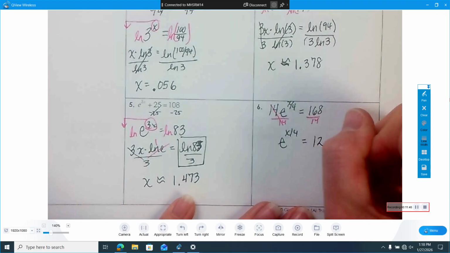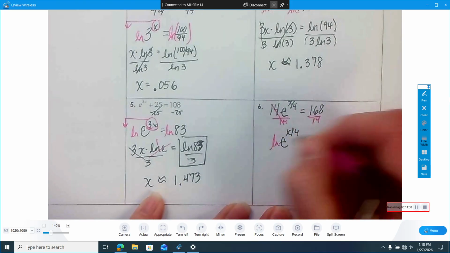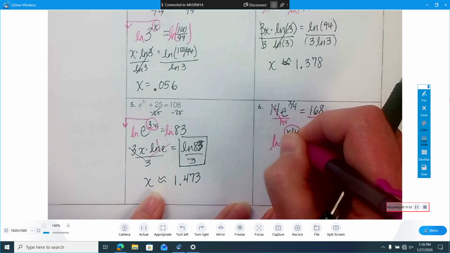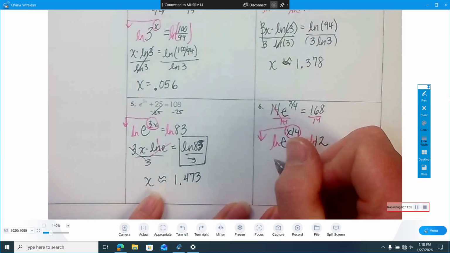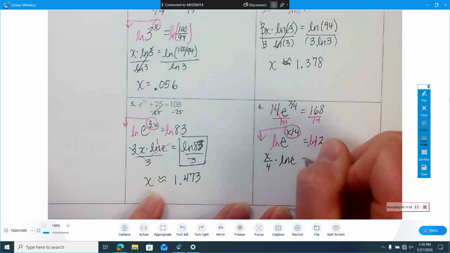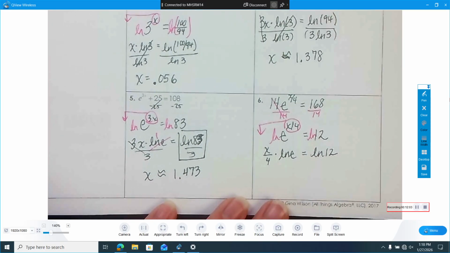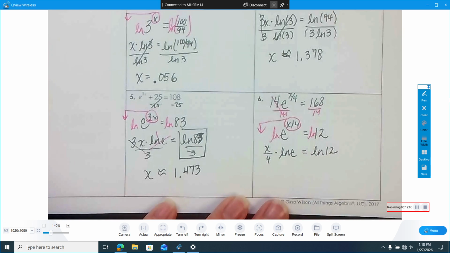Thank you. All right, then what should we do? Take a natural log of both sides. That's going to allow our power to drop down in front. So we get x divided by 4 times the natural log of e equals the natural log of 12. All right, what do we do now?